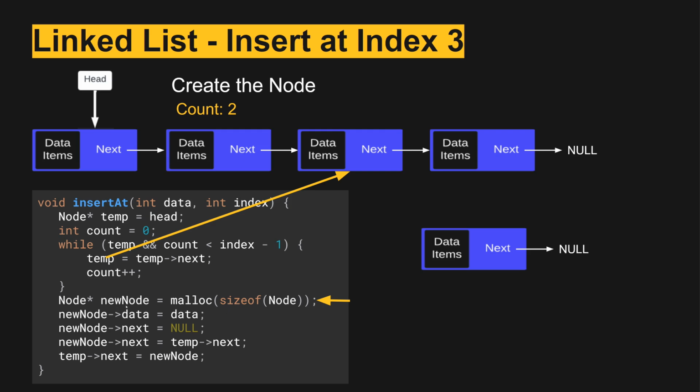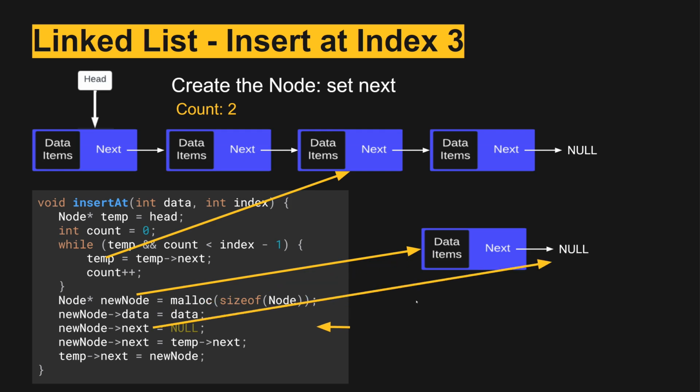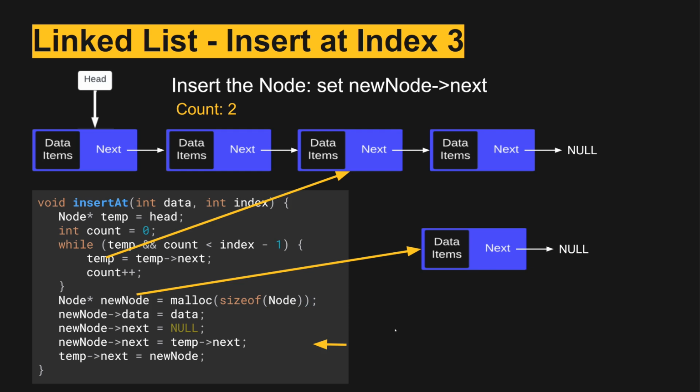And we'll malloc our new node over here. New node data, we add the data, and then we set new node next equal to null, get everything all set up. And then we need to inject this new node in between these two so that it'll end up at index 3. To do this, we take the new node next, and we make it equal to temp next.